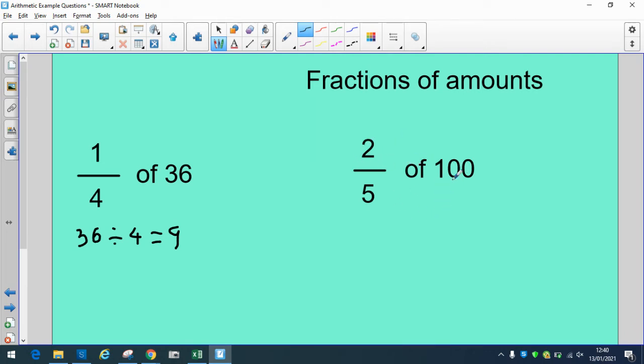Okay, so same process again. We will divide our whole number by our denominator. So it'll be 100 divided by 5, which we should all hopefully know in year 4 now is 20.